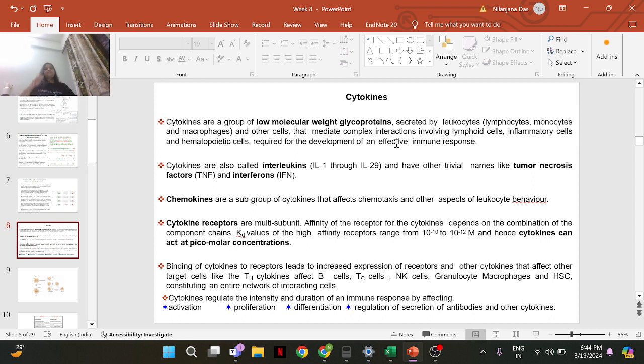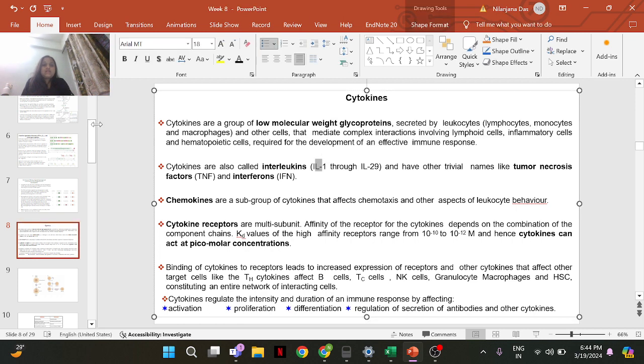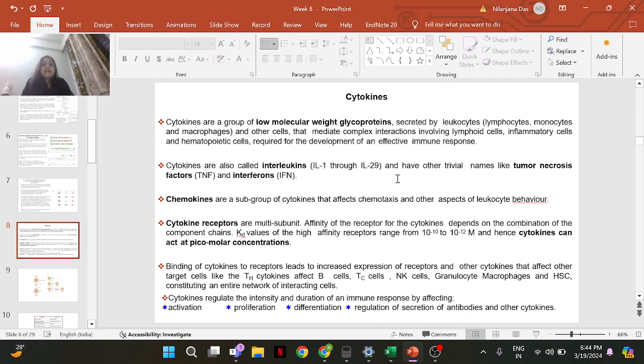Cytokines are also named as interleukins. There are many types of interleukins, like interleukin 1 to interleukin 19, and they have other names like tumor necrosis factor and interferons. The chemokines are a group of cytokines that affect chemotaxis and other aspects of leukocyte behavior. So chemotaxis I have already taught. Chemotaxis means it will attract other molecules to the site of infection.